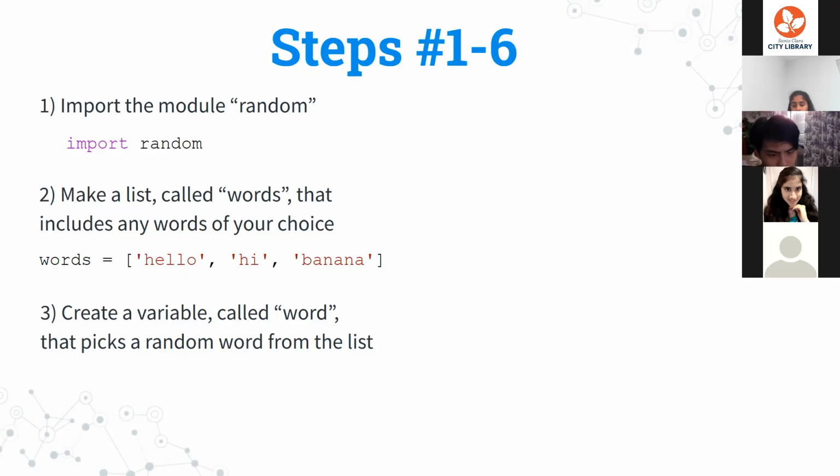This step might have been a bit confusing because we didn't go super in-depth about the random.choice command, but it should look something like this. You should have a variable called word, and then using a single equal sign, you should set that equal to random.choice, and inside the parentheses, you should have words. So words is the name of our list, and word is the variable that we've created.